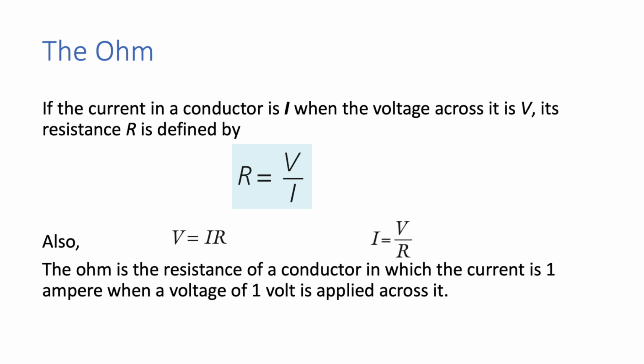The unit of resistance is ohm. If the current in a conductor is I, when the voltage across it is V, its resistance R is defined by R equals V divided by I. Also we can write V equals IR or I equals V divided by R. The ohm is the resistance of a conductor in which the current is 1 ampere when a voltage of 1 volt is applied across it.